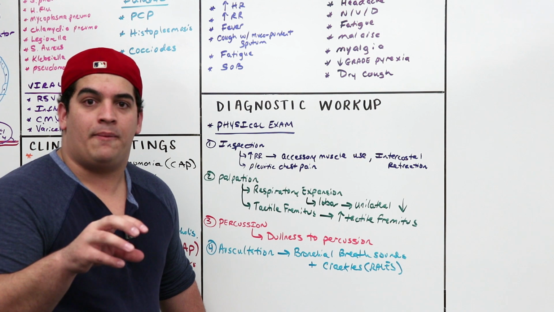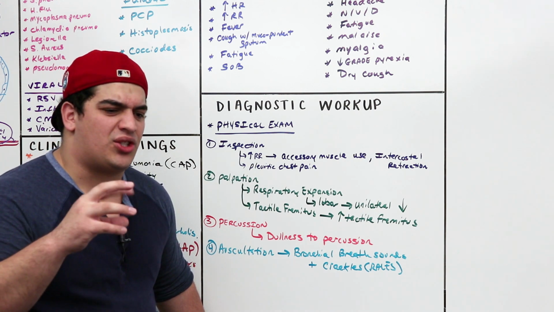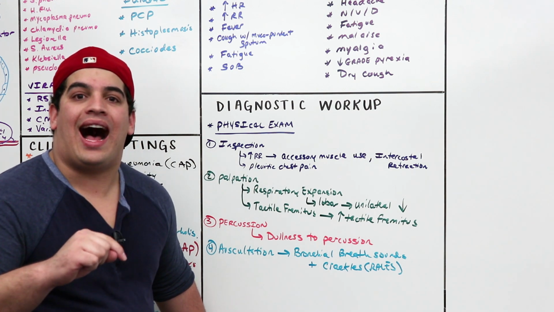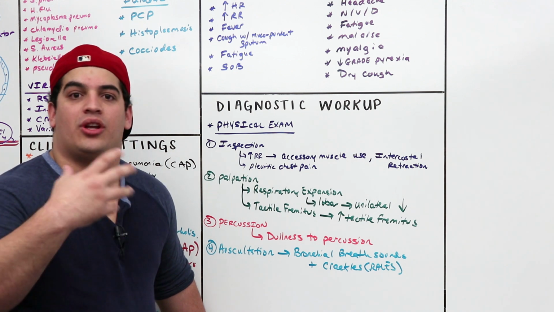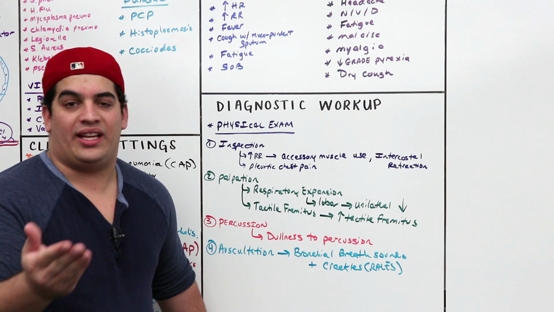If you do egophony, you're generally having them say E, but whenever they say E, it should be very soft and muffled. If you hear E to A, then that is a sign of consolidation, and again, a lot of increased lung tissue density. That could be another sign, and that's called egophony.